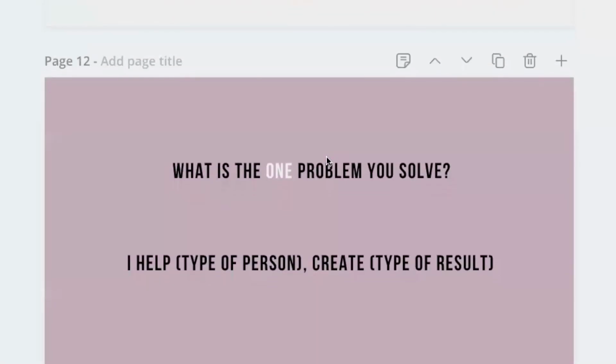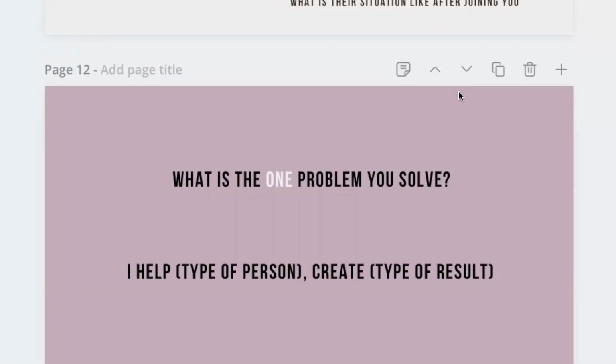So now what I want you to do is, and some of you have done this because I know we've done this before, I help type of person create type of result.